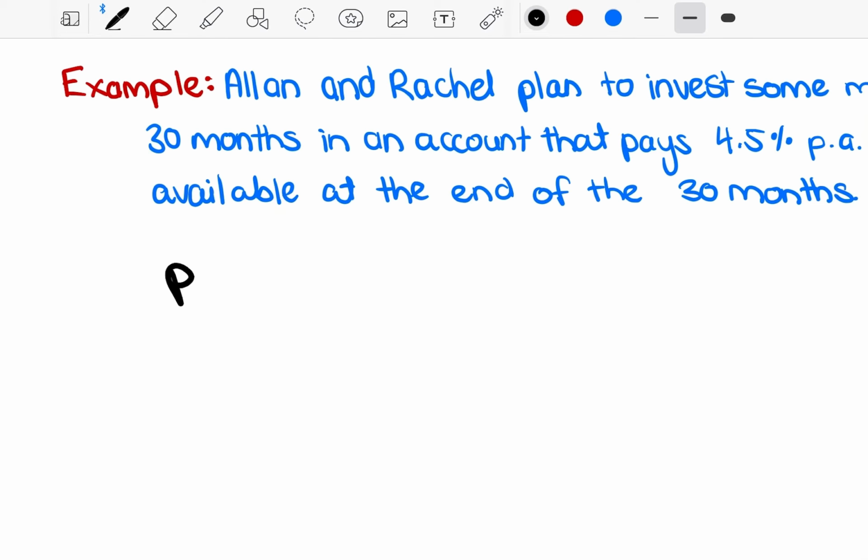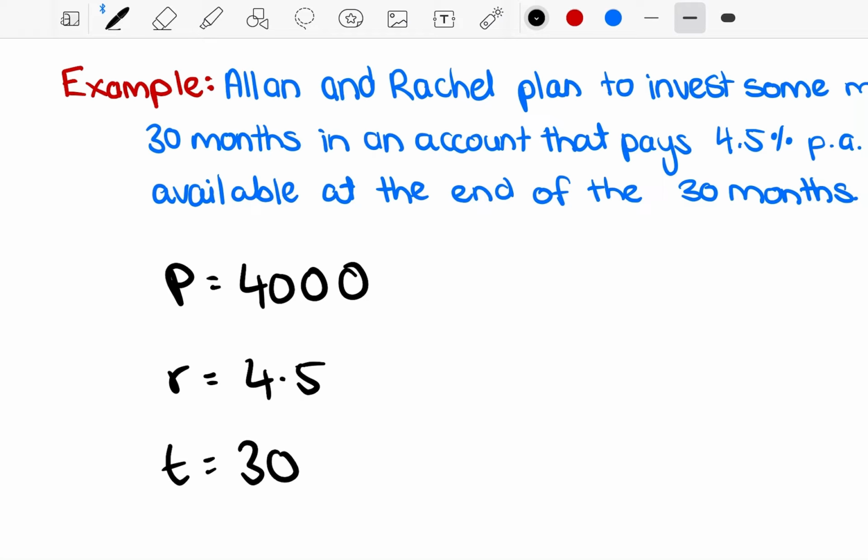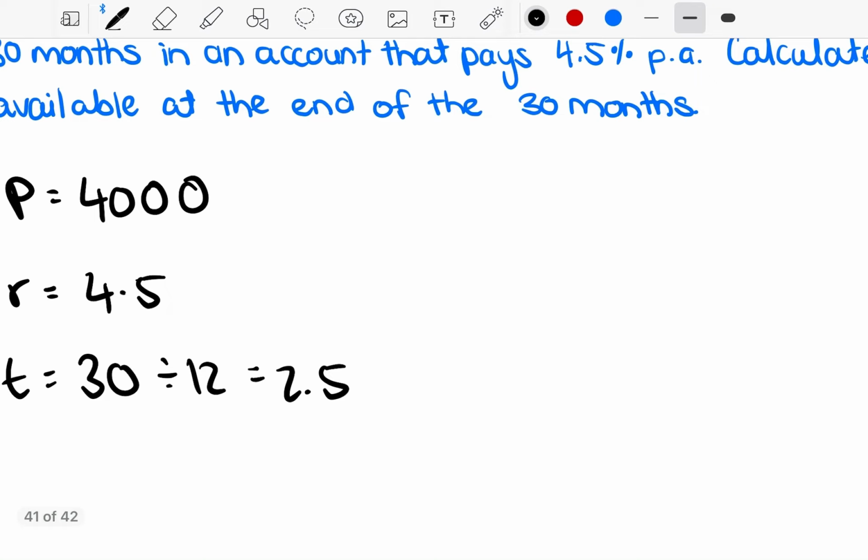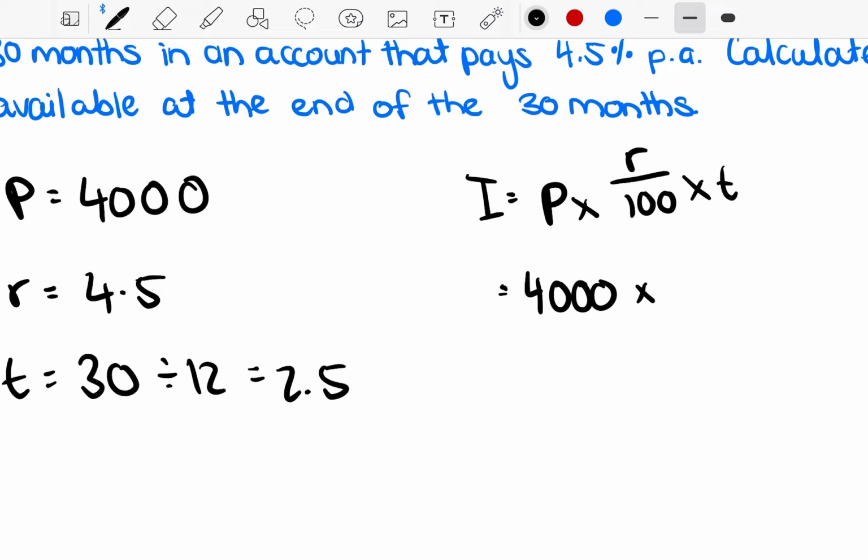So my P was 4,000. My R was 4.5. And my T says 30 months, but we need that in years. So I'm going to go 30 divided by 12 because there's 12 months in a year. So 30 divided by 12 gives me 2.5 years. So that's my T. Now let's start with our formula. I equals P times R over 100 times T. Substitute in: we've got 4,000 times 4.5 over 100, and then times 2.5.